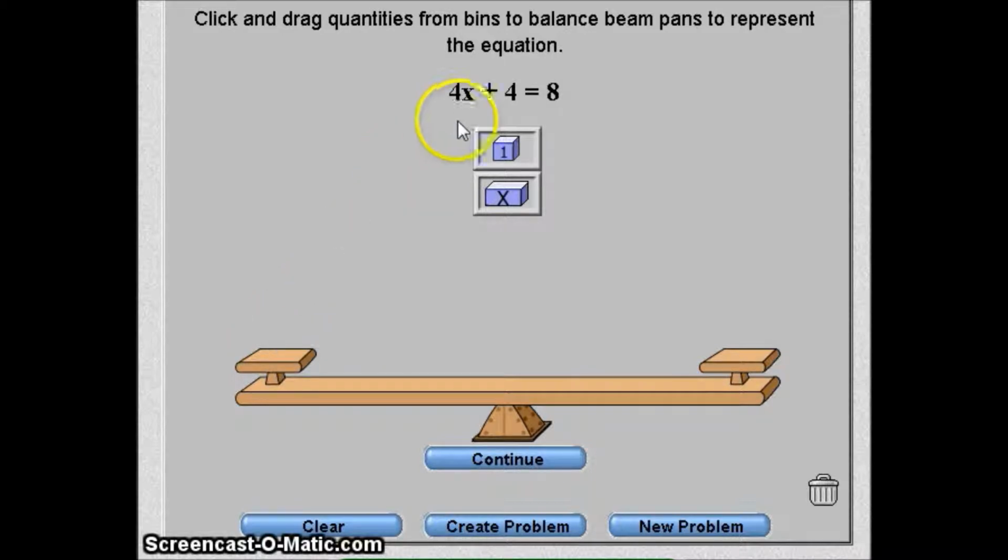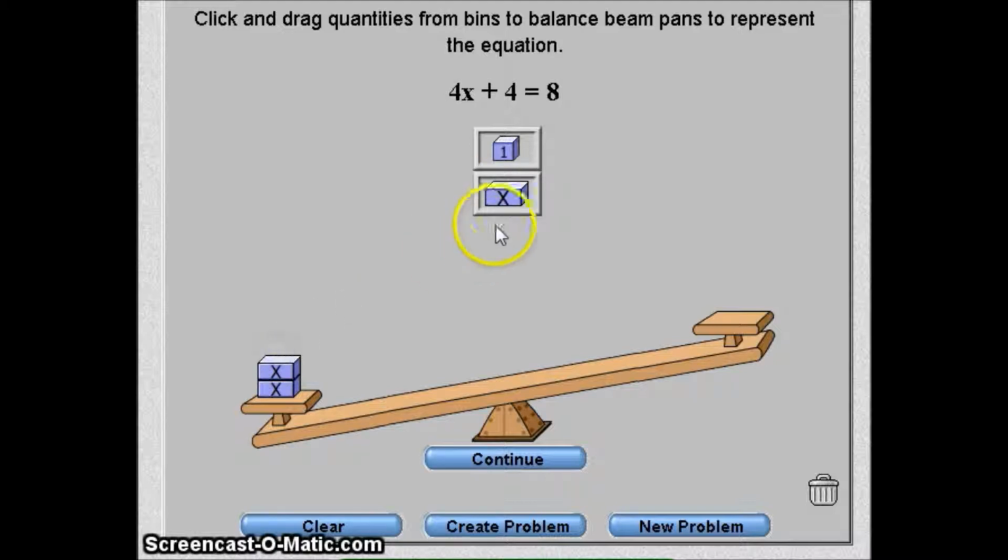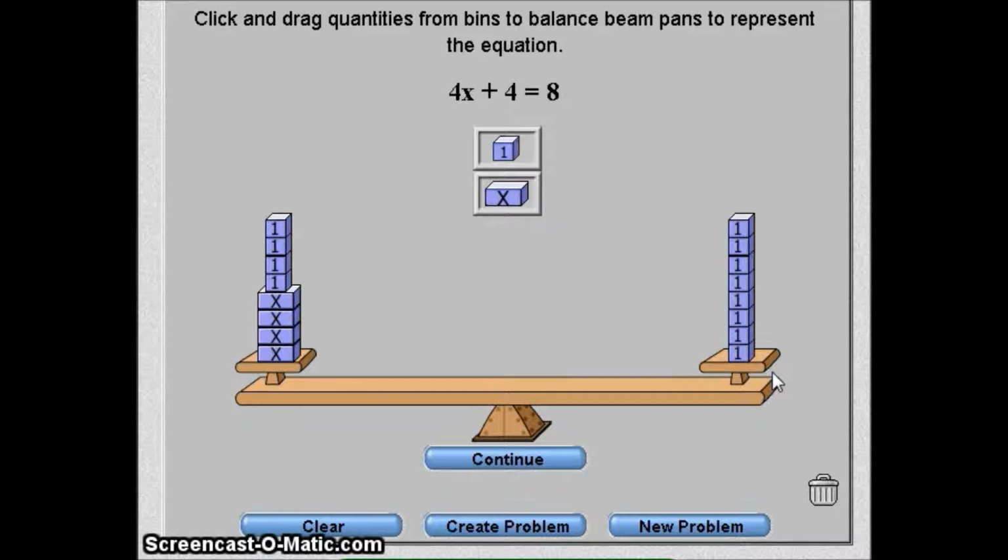Here's a new problem. We have 4x plus 4 equals 8. So let's first build our problem. And we see how it's not balanced at all. Okay. Now as we take a look at our scale, maybe we can see some of our own patterns before we even solve. We see that both sides each have 8 of their own pieces. So can you guess what x equals? Let's continue. We'll see if your guess was correct.